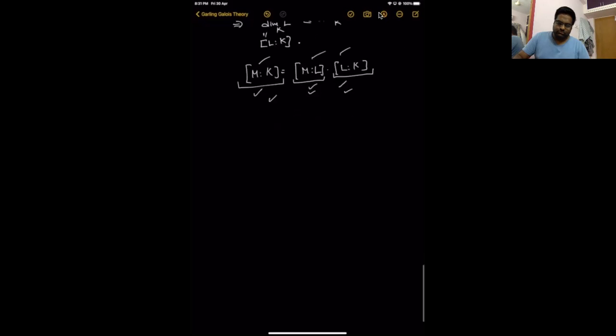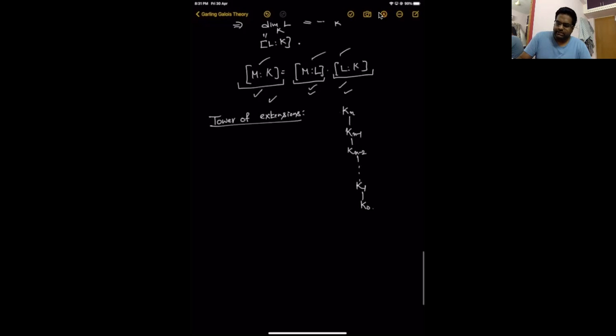So we will be considering a tower of extensions, which is of the form Kn minus 1, Kn minus 2, and so on, K1, K0.